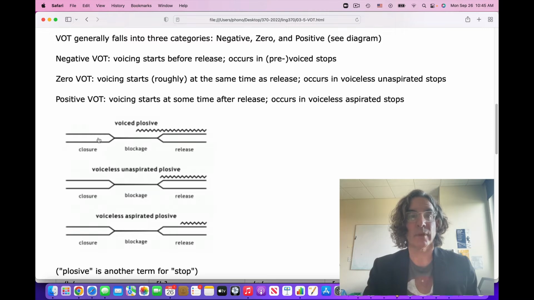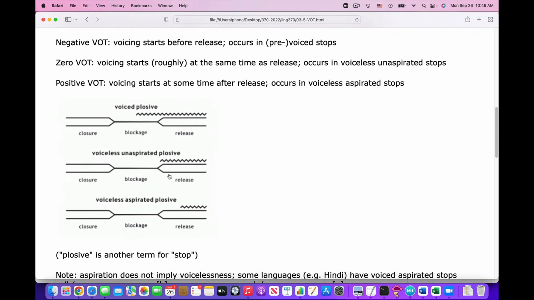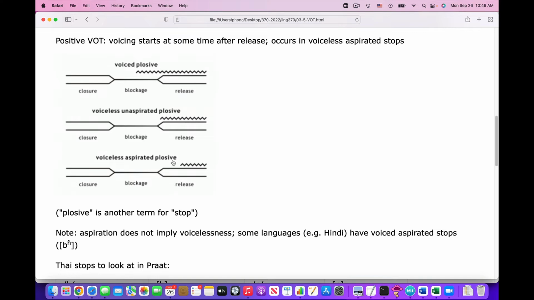So we have closure, so the lips or whatever articulators are closing. So if we're thinking like "aba", first you have the vowel, and then closure, and then full blockage for a voiced stop. And then in the voiced stop, this is showing the vocal folds vibrating during closure and then through into release. And in all cases, there's voicing here because that's when the vowel's starting. So voiced plosive, that's another word for stop. Voiceless unaspirated plosive, we would have the voicing start pretty much at the same time as the release, and there's no voicing during the stop itself. And then finally, the aspirated sound, the voicing starts after release.